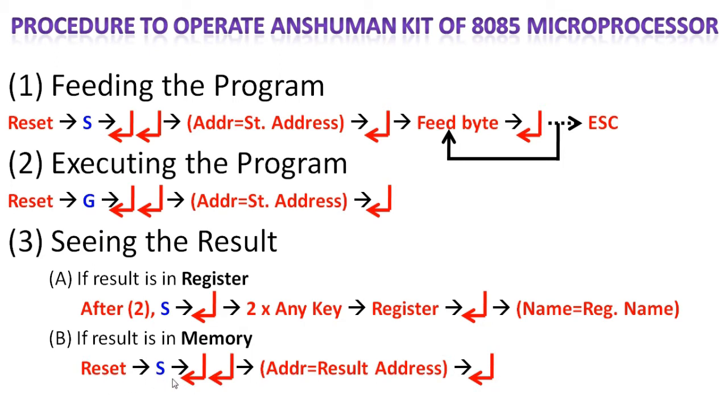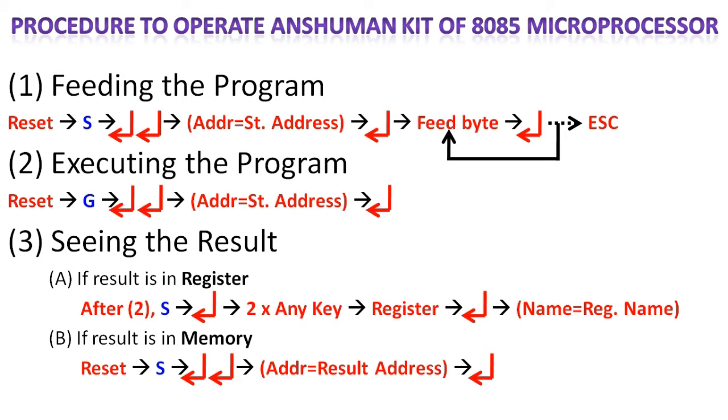Press reset, then S, that is substitute, then press the Enter key 2 times. It will show you ADDR, the address whose contents you want to see. So you can provide the address here. This address is actually the result address. Then press the Enter key. This is how we can perform these 3 steps to see the actual output.